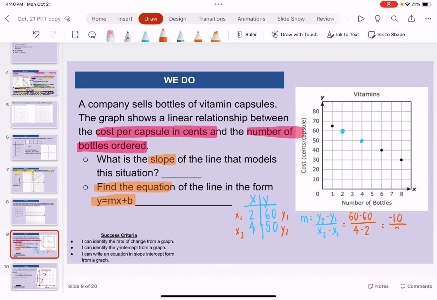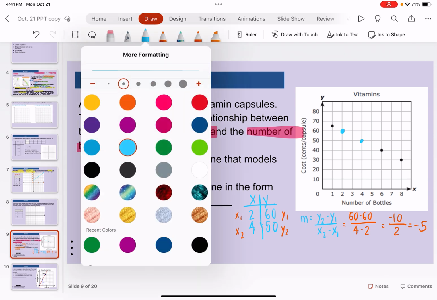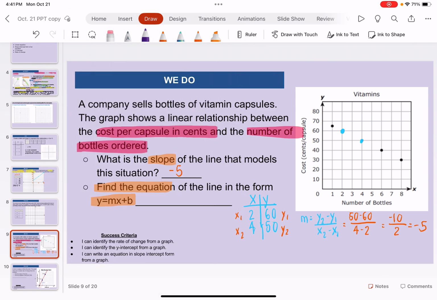4 minus 2, which is positive 2. And lastly, we have negative 10 divided by positive 2, which is negative 5. So that means that the slope is negative 5. So from here, I'm going to start to write an equation. The equation that I'm going to start to write is going to have that -5. So it's going to be y is equal to -5x.